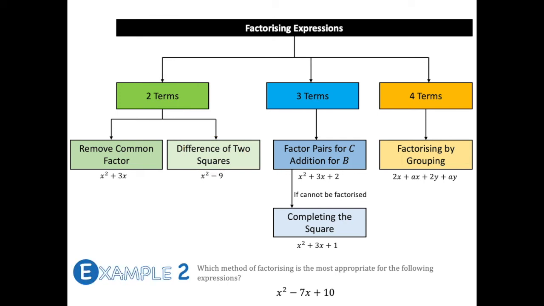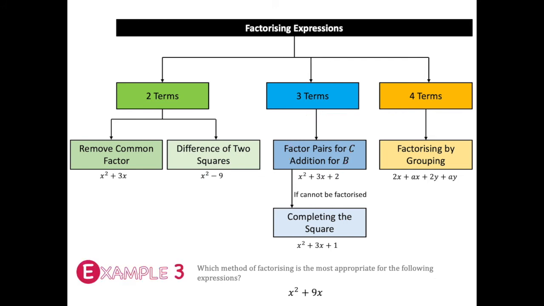Having a look at a second example, x squared minus 7x plus 10. Starting off, I've got three terms. So I know I'm either looking at using a factor pair of C or completing the square. Having a look at my C value, it is 10. My B value is negative 7. I know that negative 5 times negative 2 is equal to 10, and negative 5 plus negative 2 is equal to negative 7. So I've got a factor pair of C that adds up to my B value, so I can factorize using that method. My factorized answer would be x minus 5, x minus 2.